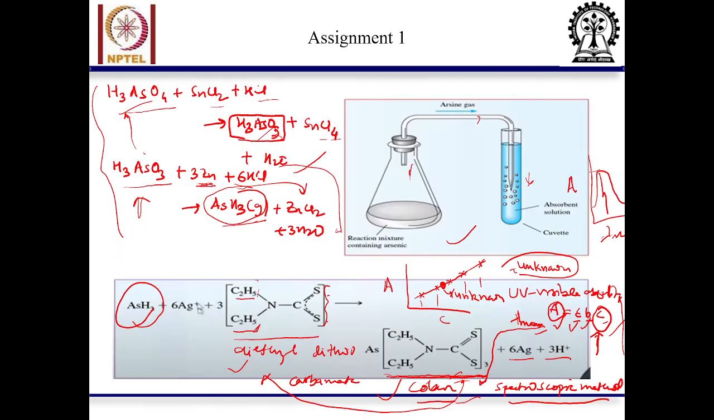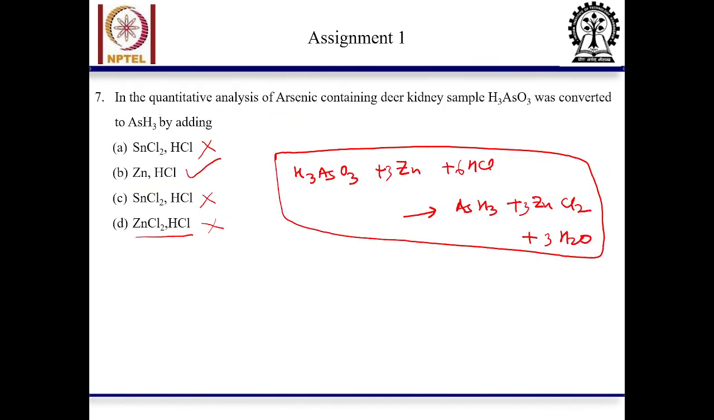Oh, that's great. Now, question number 7. In the quantitative analysis of the arsenic-containing deer kidney sample, H3AsO3 was converted to AsH3 by... Now see, we want to reduce this to AsH3. For this, we need a strong reducing agent, which is Zn and HCl. So I told you that it will form AsH3. Now this zinc will oxidize, it will form ZnCl2, and water molecules will form because there is HCl.